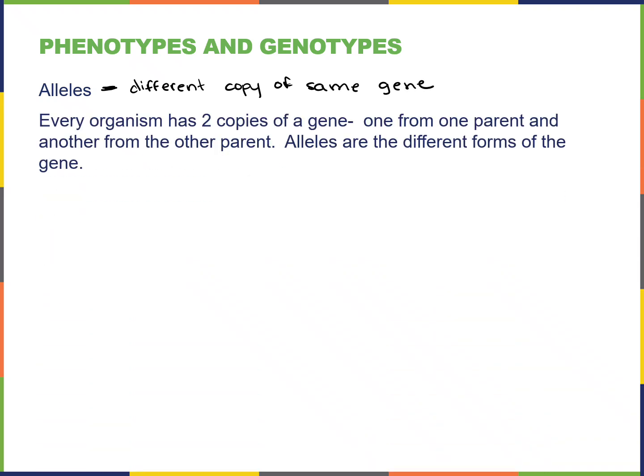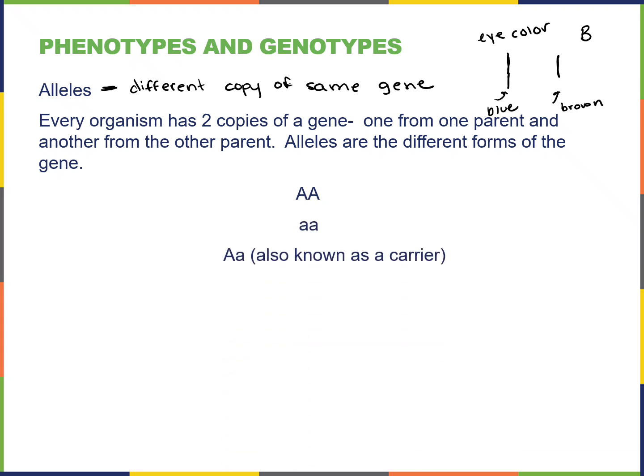Every organism, every multicellular diploid organism specifically, has two copies of a gene, one from one parent and one from another parent. Alleles are what we call those different forms of that same gene. Like, for example, eye color. If one of your parents' genes codes for blue eyes and the other parent's genes code for brown eyes, I'll tell you right now, brown is the dominant trait. So that offspring will most likely show the brown eye trait. That's what we're talking about when we're talking alleles.